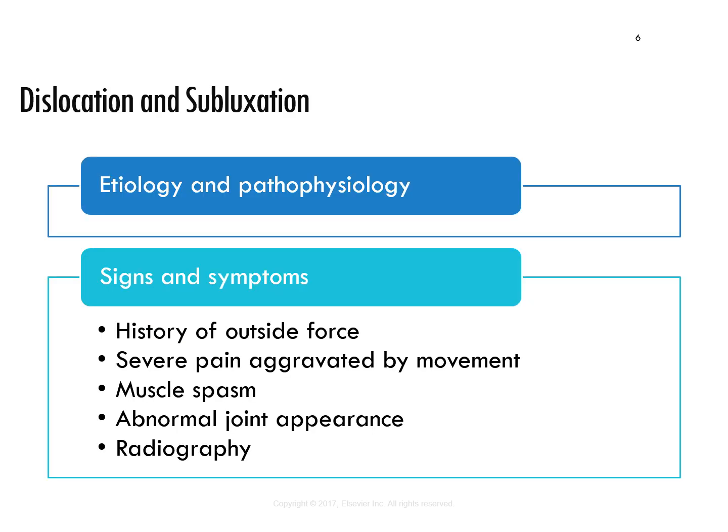This is just talking on this slide about dislocation and subluxation. Basically, a dislocation is a stretching and tearing of the ligaments, and it displaces the actual bone from where it's supposed to be. And a subluxation is a partial dislocation.